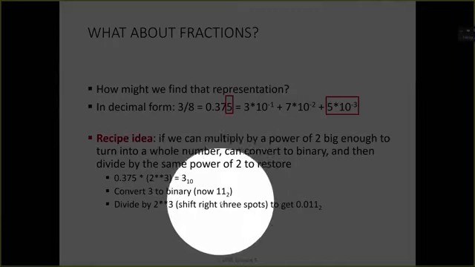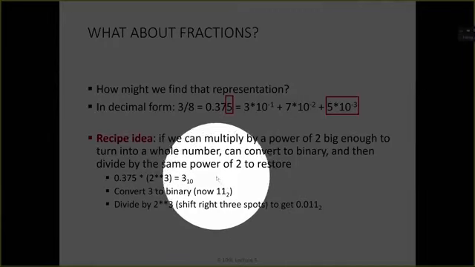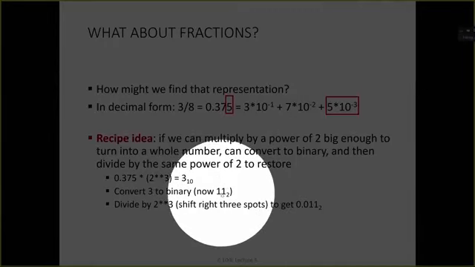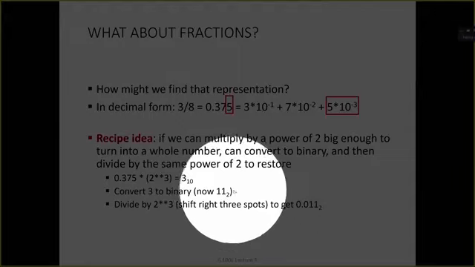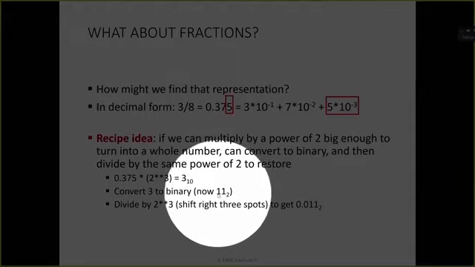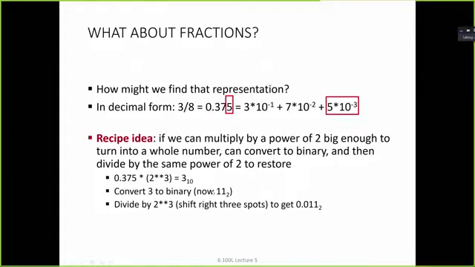Just like in base 10, dividing by 10 means shifting the decimal point over. So if number 3 is 1,1, and I multiplied by 2 to the 3 to get this value, to divide by 2 to the 3, I just need to move the decimal point from just after the 1,1 over 1, 2, and then add another 0. So the representation of 0.375 becomes 0.011. I just shifted this decimal point over by 3 because now we're dealing in base 2.